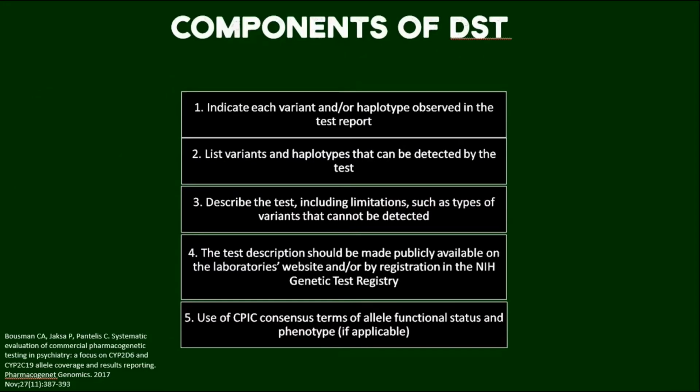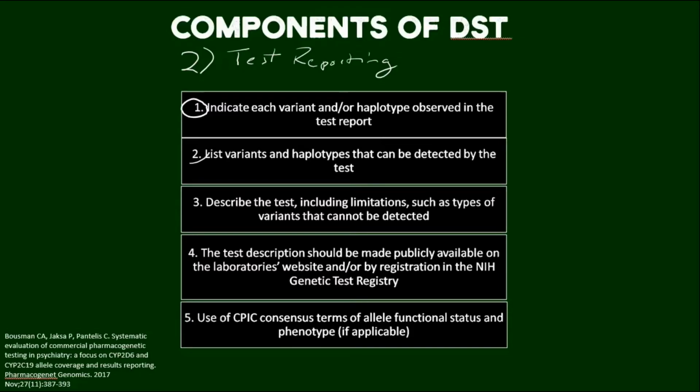Now that we've talked about naming sequencing variants, let's move on to the second part of the recommendations or guidelines from these groups, which is the test reporting itself. And so this one's a little more straightforward. In their first recommendation, the test should always indicate each variant or haplotype observed in the test report, so actually telling you the patient's pharmacogenetic results. Seems pretty obvious, but you'd be surprised. Some studies out there have found that this isn't always the case.